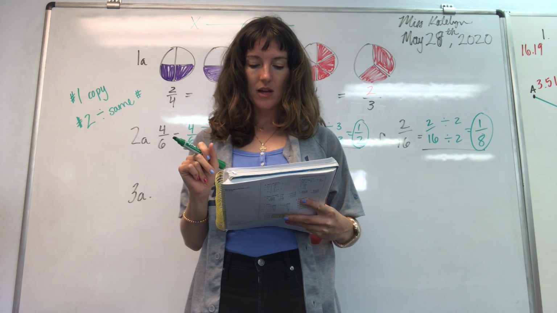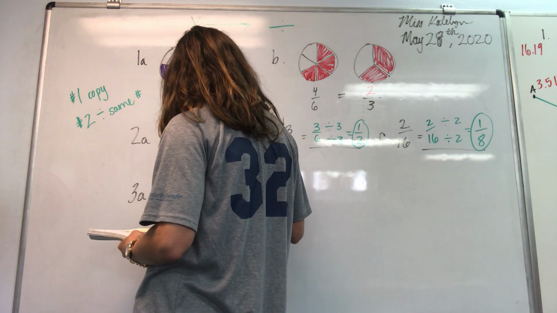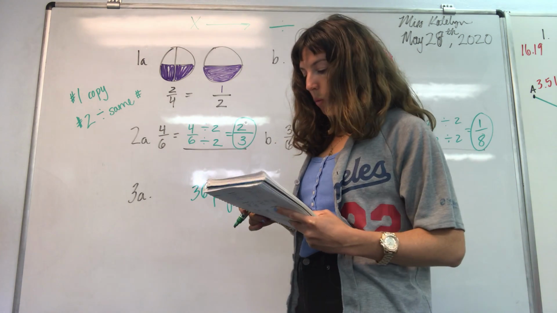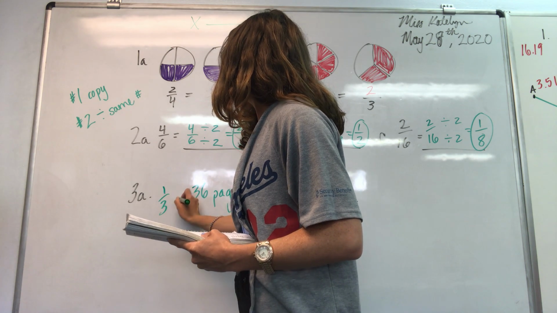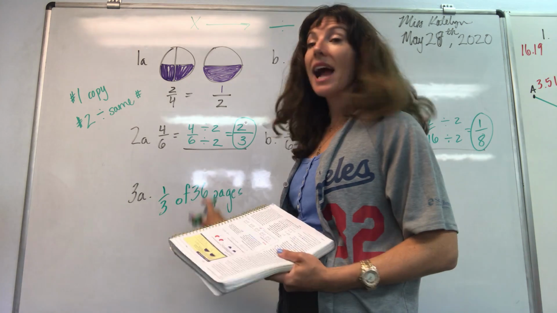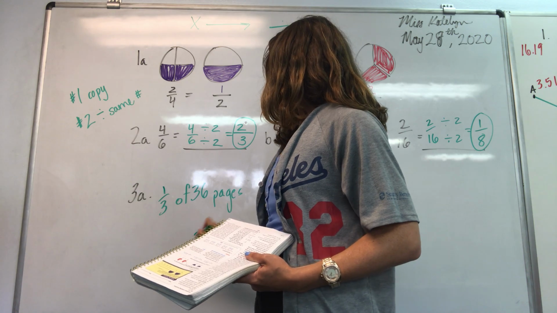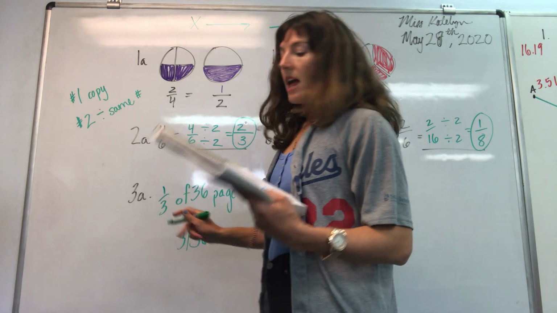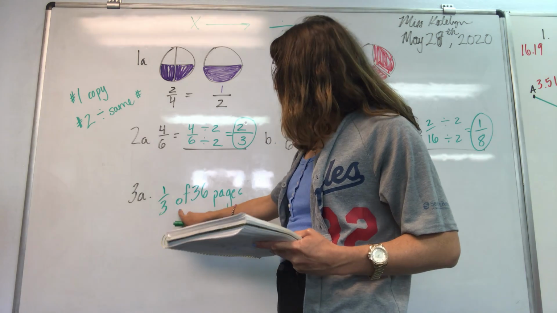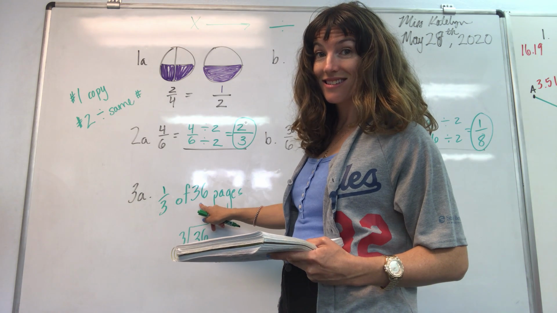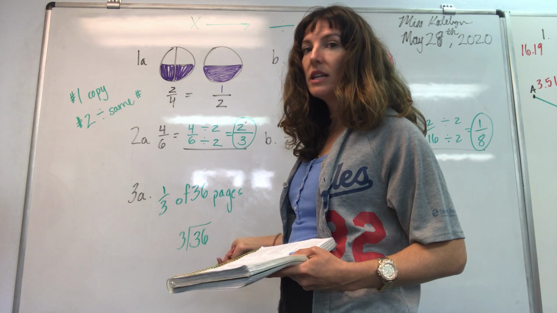So, 36 pages. I write 36 pages. 1/3 of the pages. How many pages did he read? So 1/3 of 36. I know that is a division problem. 36 divided by 3, right? They wrote 1/3 of the pages, so I wrote 1/3 of the pages. Okay? They write it, you write it.